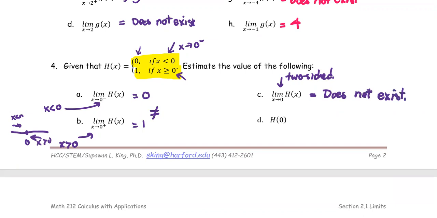The last one, the function h at 0. This one doesn't ask for the limit value, but asks for the function value. The function value of h at 0, for x equals 0, we're going to take the second piece of the defined function because x equals 0 is included for that option. Therefore, h at 0 is going to be 1.